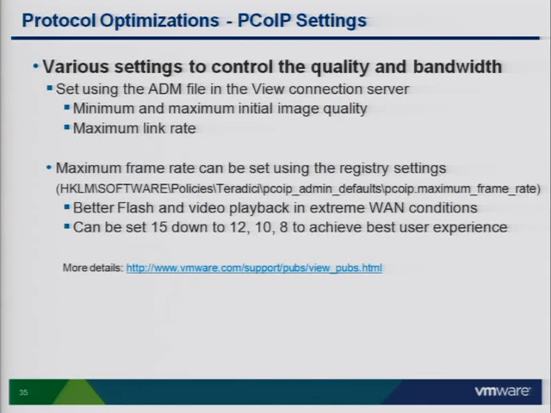There are a few parameters that I presented, and there is an ADM file that can be set using the server. So the first parameter, let's look at it: minimum and maximum initial image quality. Let's say the maximum initial image quality was 90, and the minimum 70, and let's say PCoIP at mean is 70.